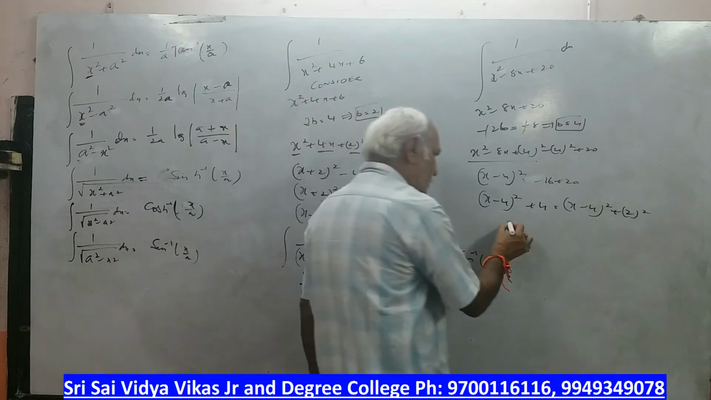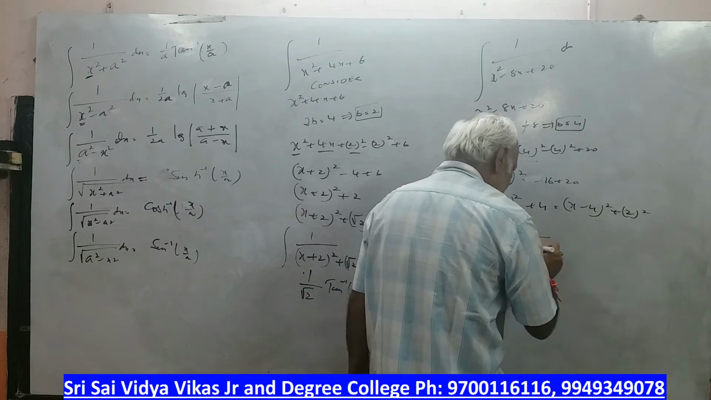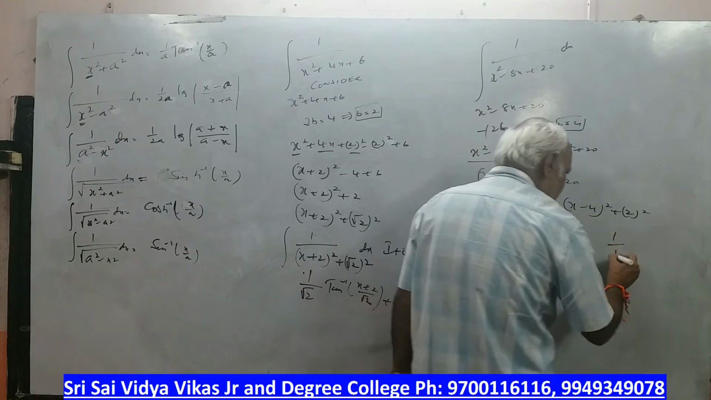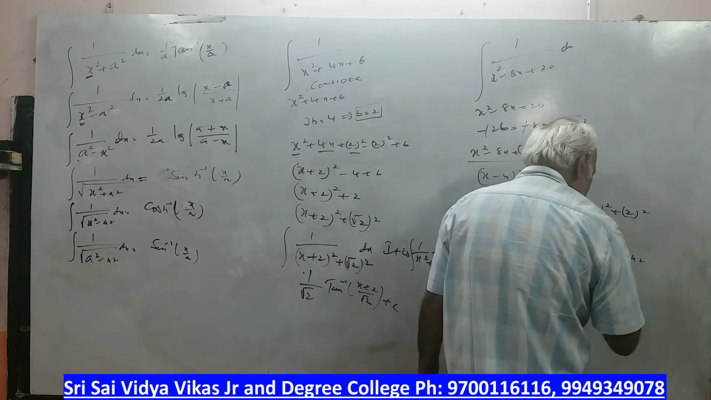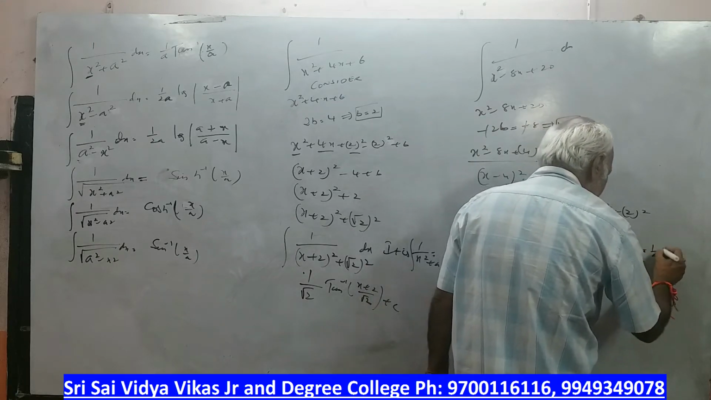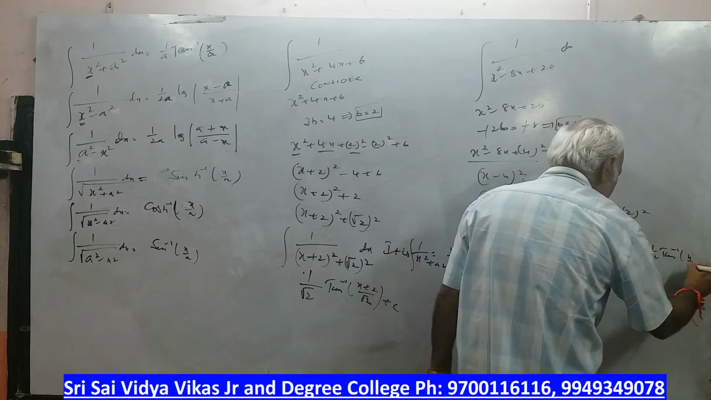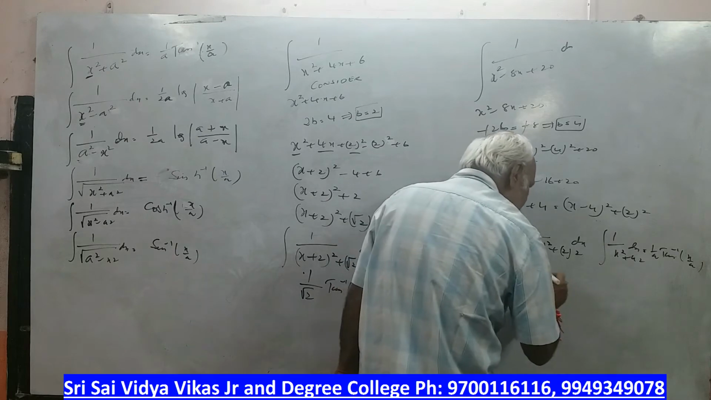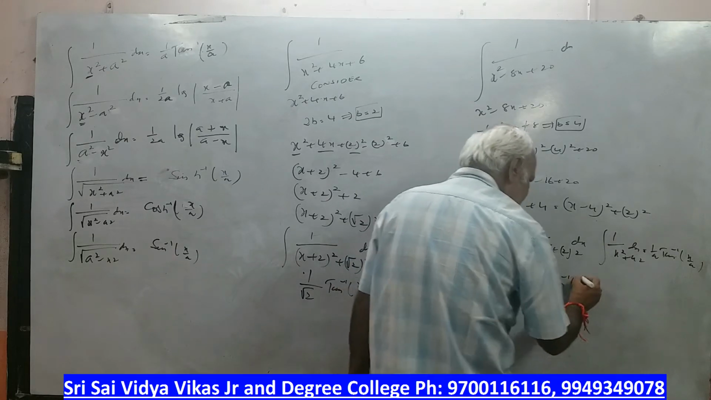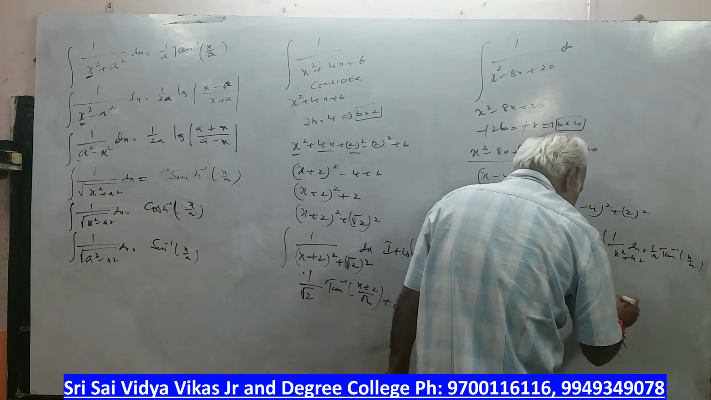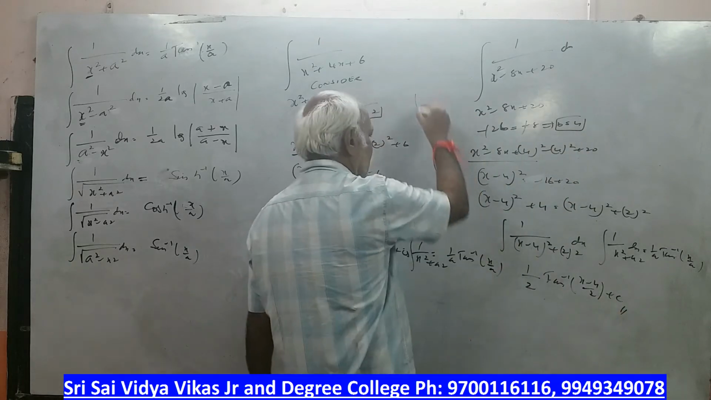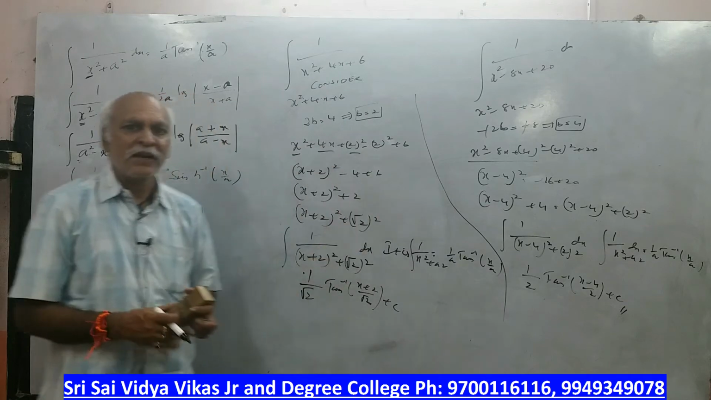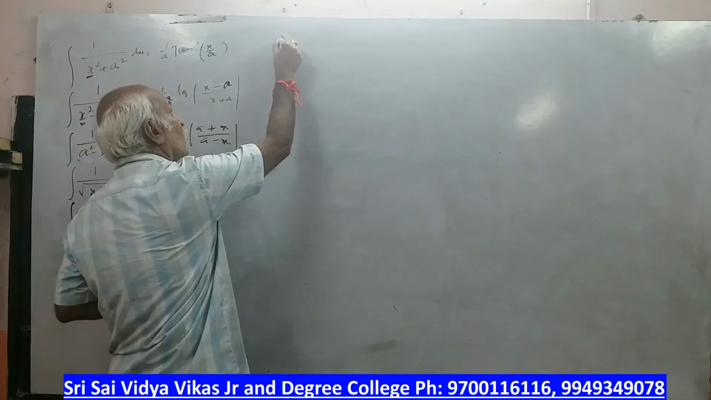Again, which formula is coming? 1 by (x − 4)² + 2² dx, which is in the form of 1 by a tan inverse x by a. So 1 by a means 1 by 2 tan inverse of (x − 4) by 2 plus c. Right? So convert into standard form. Okay, please note this.